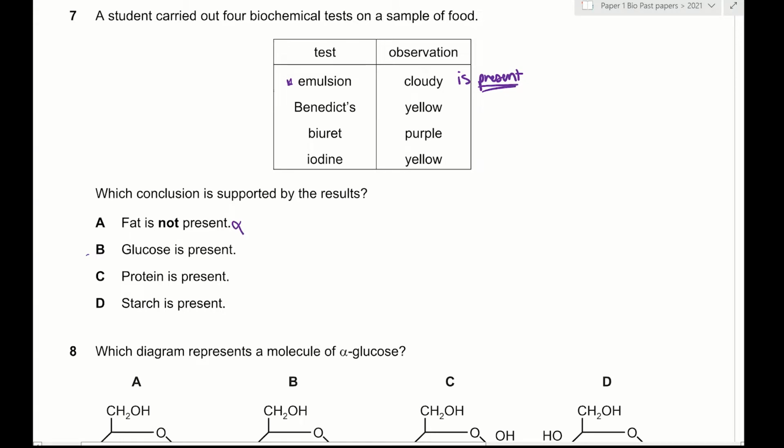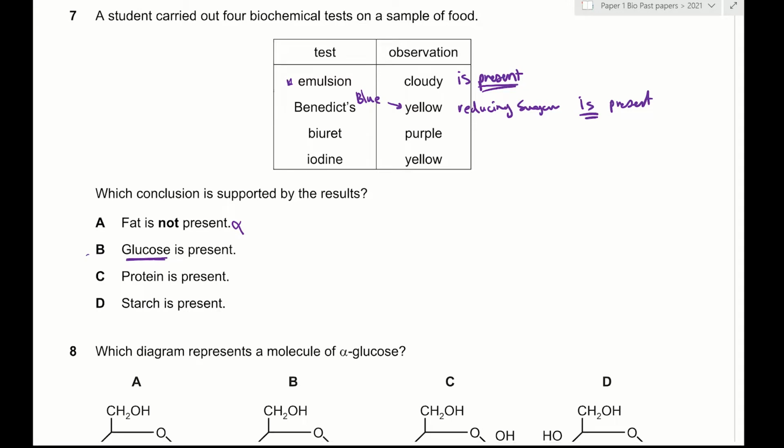B. Glucose is present. Let's look at Benedict's test. Here, Benedict's test is used to test for the presence of reducing sugars. In this case, the color changed from blue to yellow. This means that reducing sugar is present. In this case, it's telling us glucose. But we cannot guarantee that that reducing sugar is going to be glucose because there are other reducing sugars.